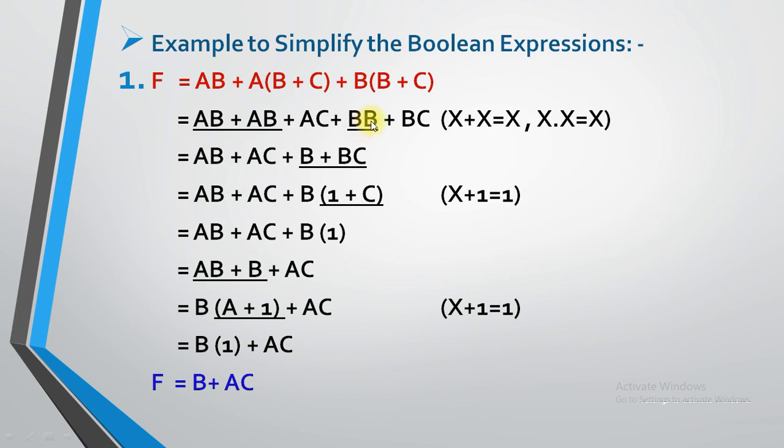Now see, b into b is there. So again you need to see in the table of postulates that x into x equals x. So over here b into b equals b. So instead of 2 times b, you just need to write the single time b. And then plus bc, you need to write it as it is.